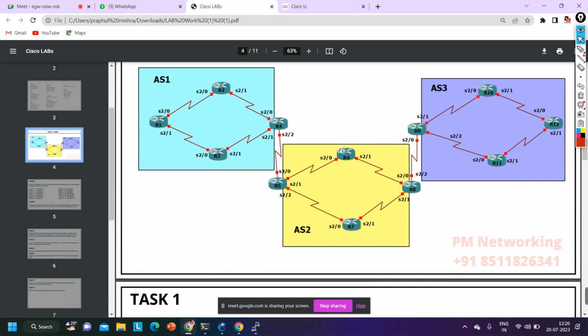Design the same topology, or if you don't want to design this topology, then you can design another topology also, but make sure your redistribution concept is clear. At least you need to perform redistribution 10 times in a topology. So if you configure this topology, you have to perform redistribution 10 times, because you will perform redistribution twice on router number 4, twice on router number 5, twice on router number 8, twice on router number 9. So 8 times you need to configure redistribution command.